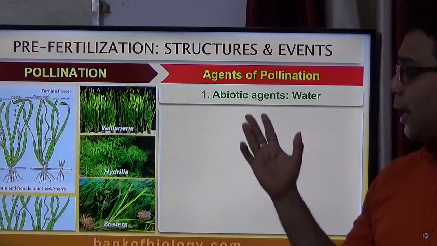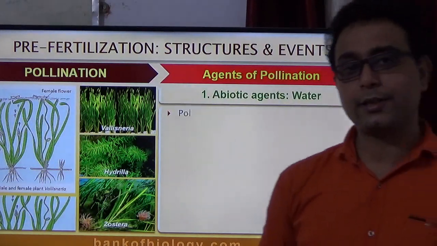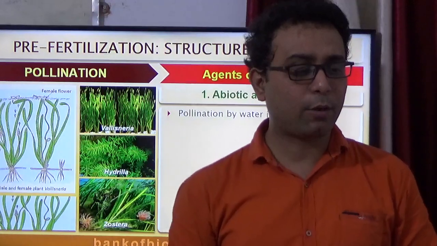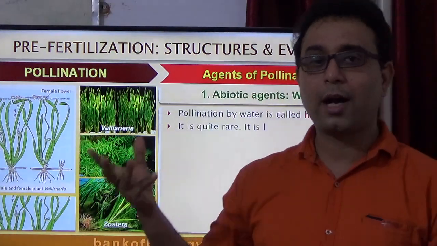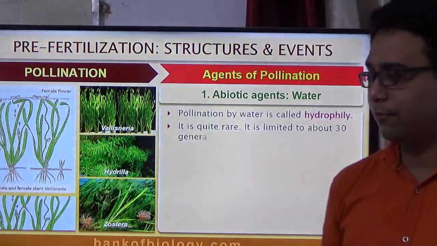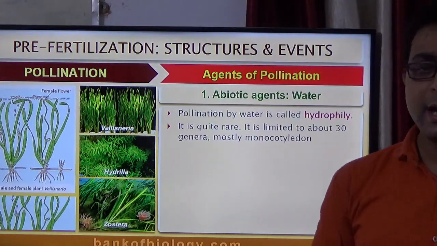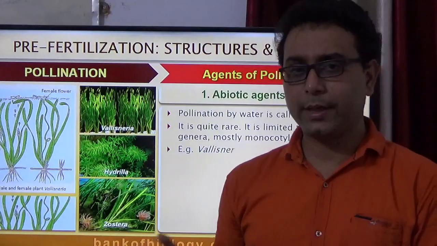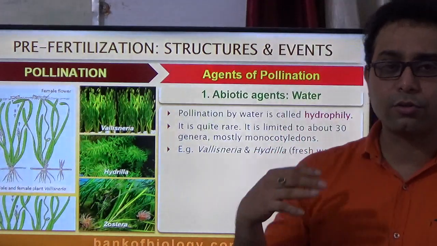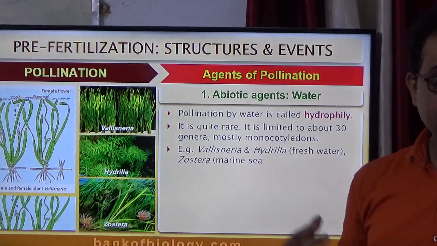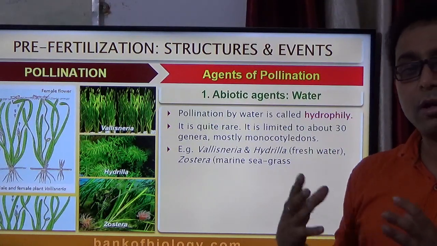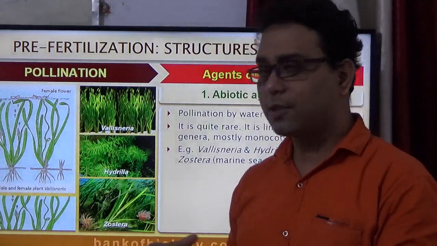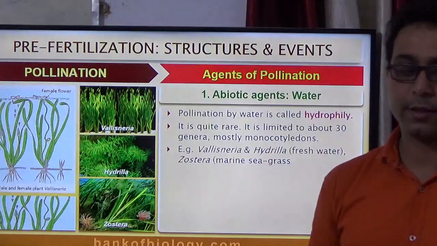Now we discuss another abiotic agent, that is water. Pollination by water is called hydrophily. Hydro means water, so it is hydrophily. Wind pollination is most common, but water pollination is not so common. It is very limited, about 30 genera only, all monocotyledons, pollinate by water.